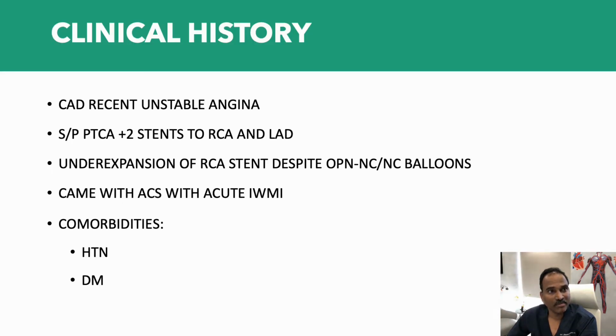This patient of mine had recent unstable angina, for which he underwent coronary angiogram and then had two stents placed in the left anterior descending artery and one stent in the right coronary artery. The patient had an underexpansion of the right coronary artery stent. Despite all the attempts by the earlier operator, who used OPN-NC and multiple NC balloons, he couldn't dilate as the balloons ruptured in the course of dilatation.